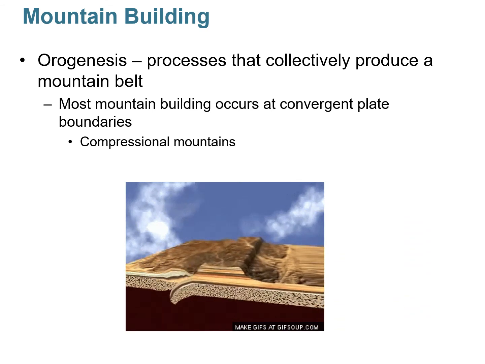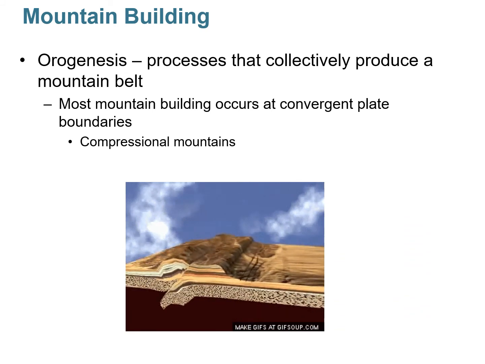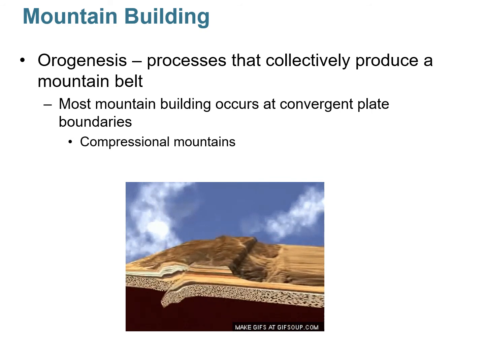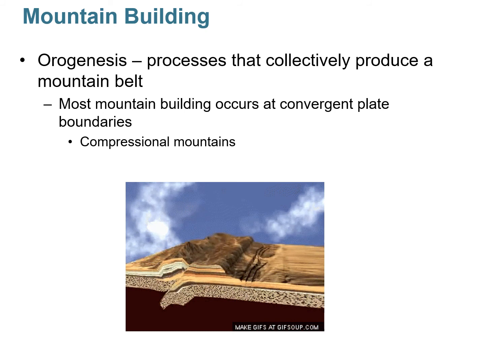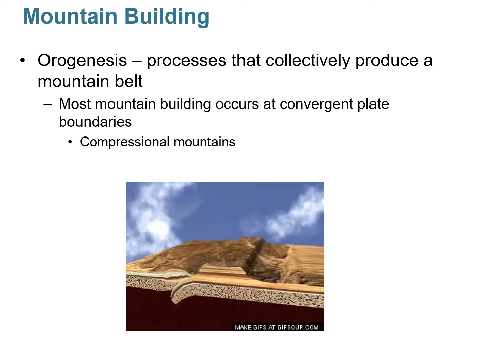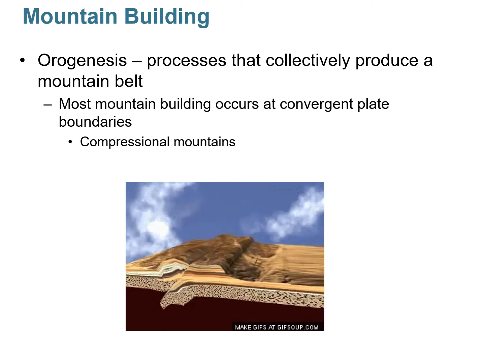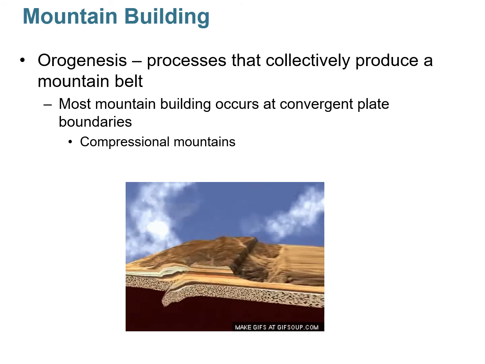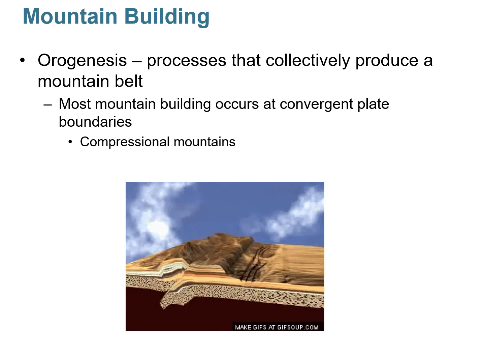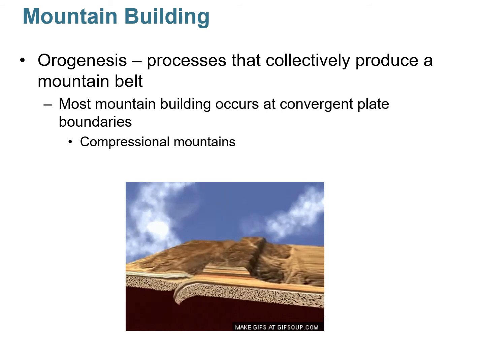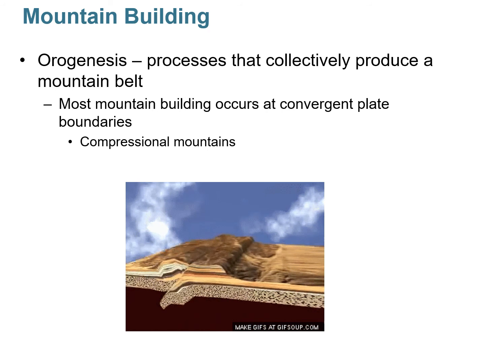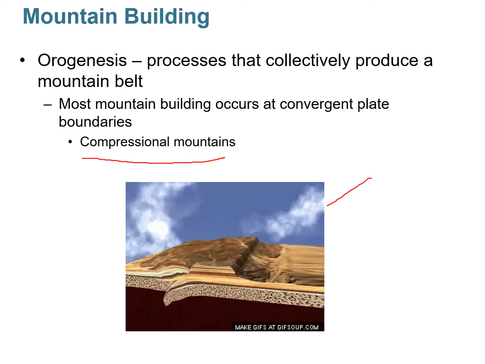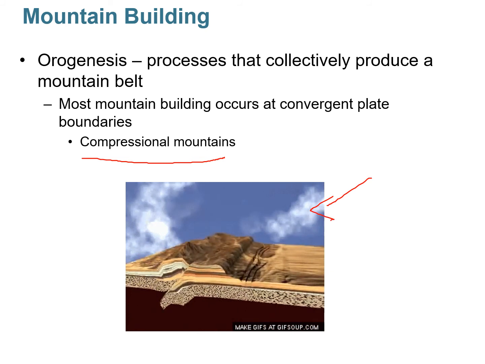All right, let's shift gears and talk about mountain building. The fancy word for mountain building that geologists came up with is called orogenesis. The reason they came up with this term is because a lot of things can happen in the process of creating mountains, so we give it a blanket term called orogenesis. All the processes that collectively produce mountain belts is an orogenic event. Most mountain building occurs at convergent plate boundaries, and you create compressional mountains. And that's what you're seeing here. This is a little model showing you how mountains are generated.